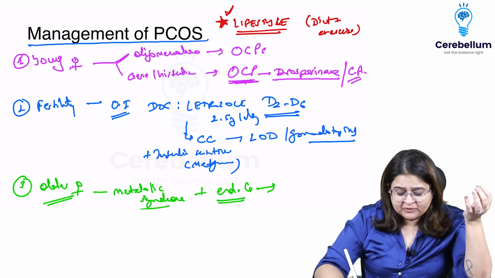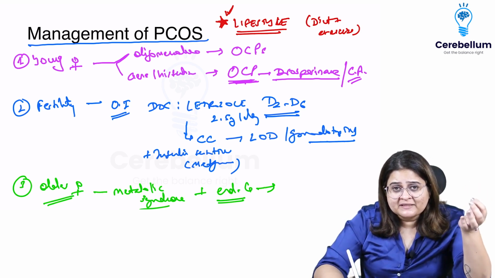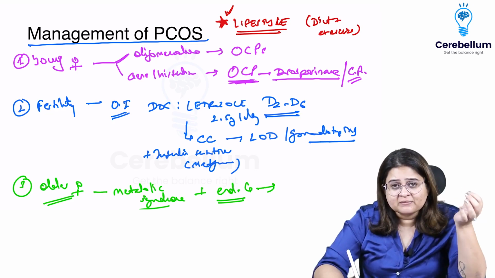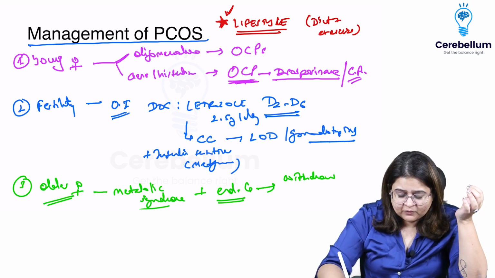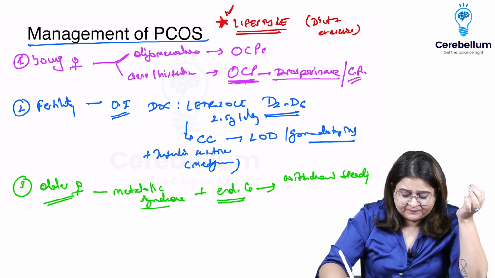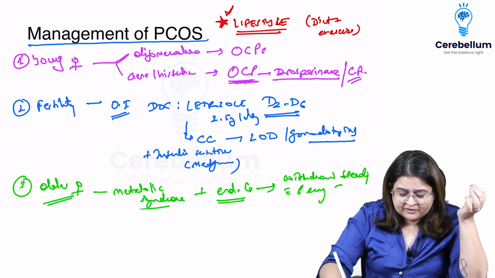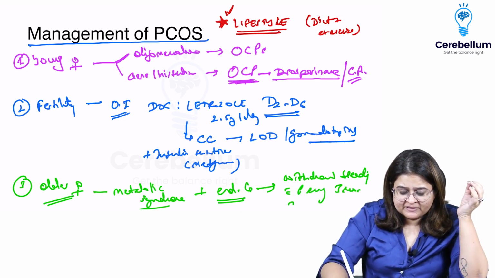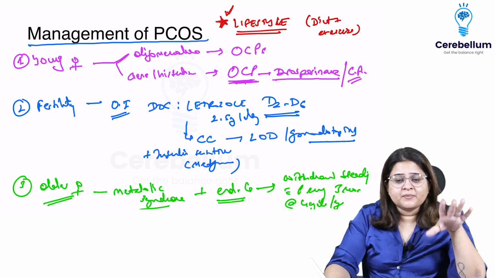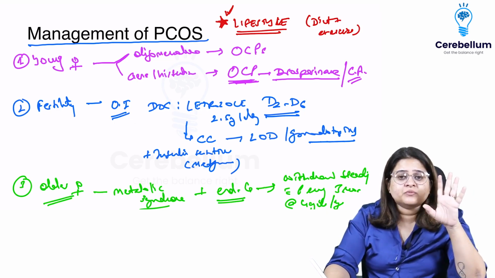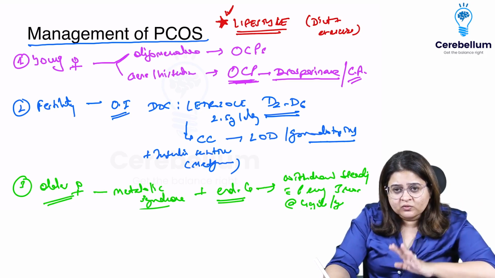But for preventing endometrial cancer, you have to make sure that she bleeds at least every 3 months. So you give her withdrawal bleeding with progesterone every 3 months. That means at least 4 cycles per year. She has to have at least 4 cycles per year to prevent endometrial cancer. That's the aim in the older woman.